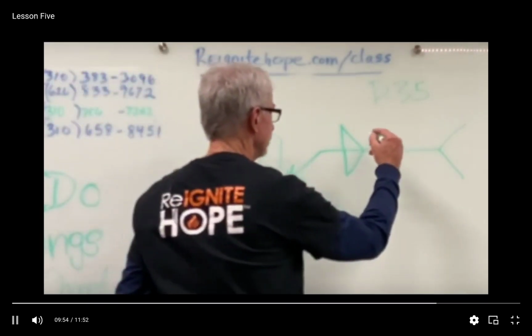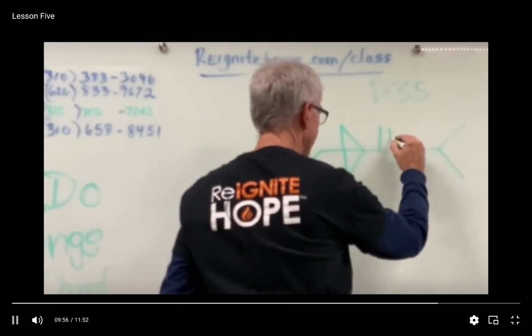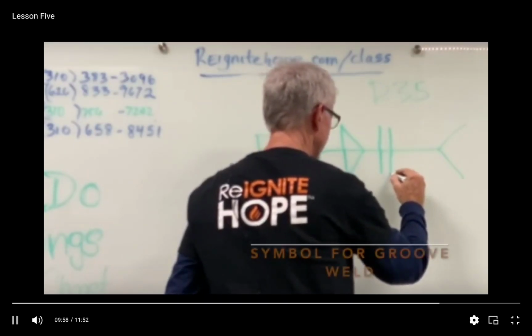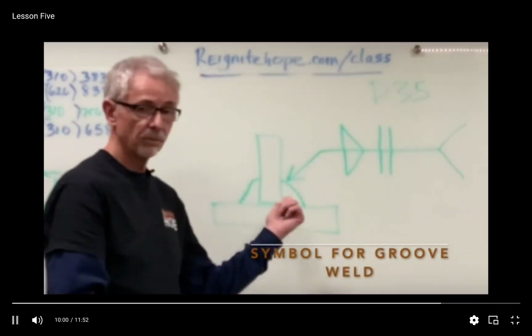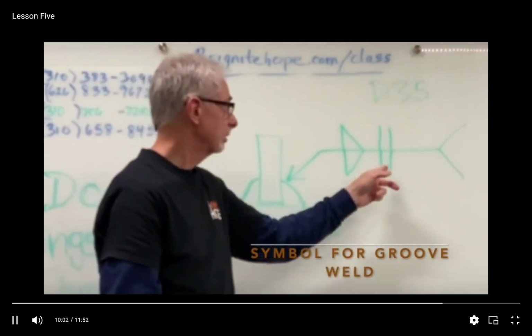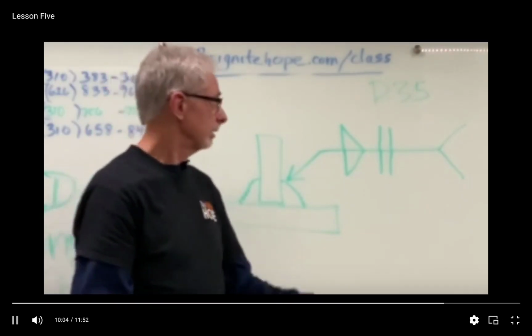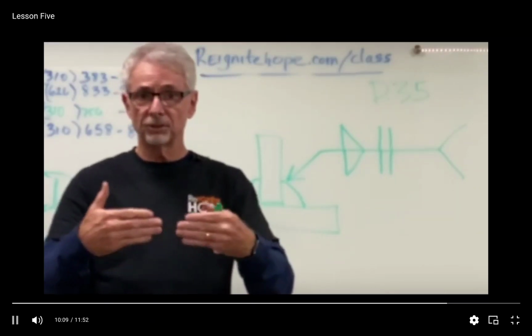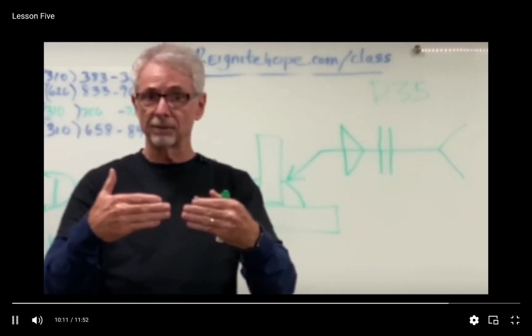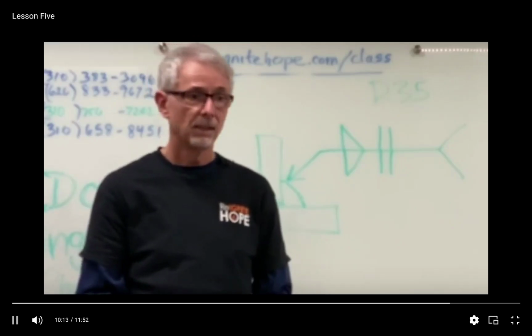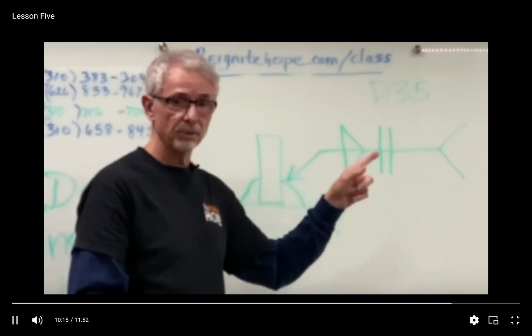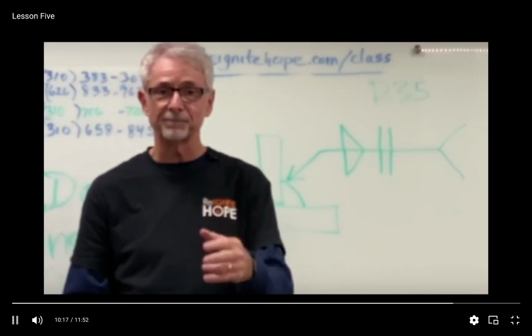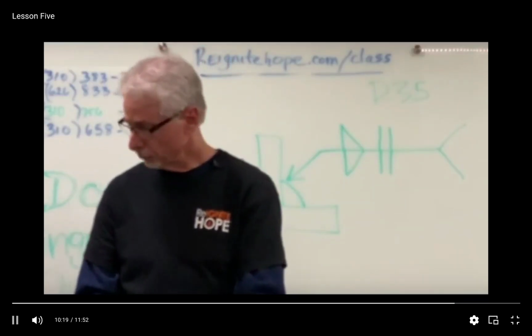This symbol here that you see on there, that's the symbol for a groove weld, okay? So that wouldn't apply to our T-joint here, but if you see that symbol, you know that's a groove weld. And in this case, they'd want a groove weld on both sides of the two pieces that you've maybe butt together into a groove formation, okay? We're going to learn several other symbols. Those are the two we're going to learn right now, fillet weld and groove.